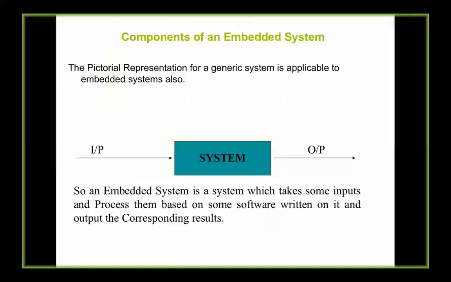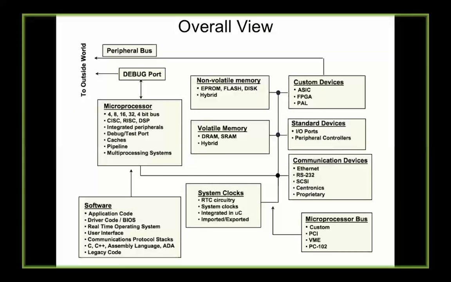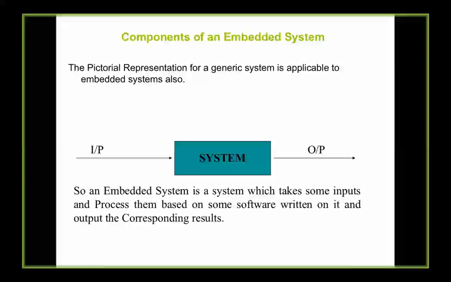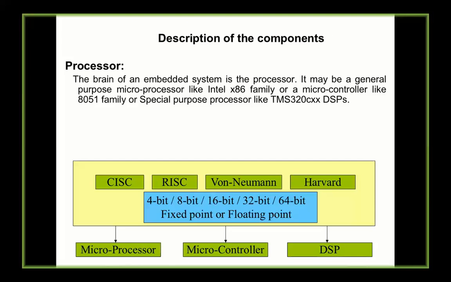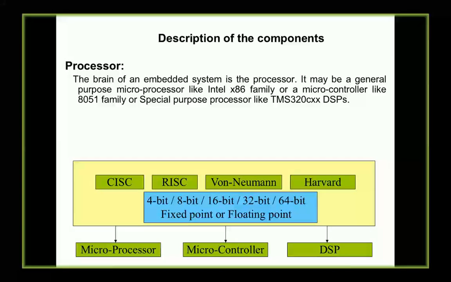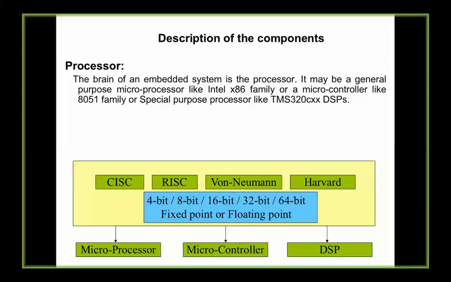Right. Now, naturally we're talking about the system, and now we'll try to learn a little bit more about a system from the perspective of processor, memory, and buses and supporting peripherals. So let's talk about processor. Like I gave an example of a special purpose processor like TMS320CXX DSP, which was one of the prominent early-day processors. But most of the processors are a combination of CISC and RISC, guys.